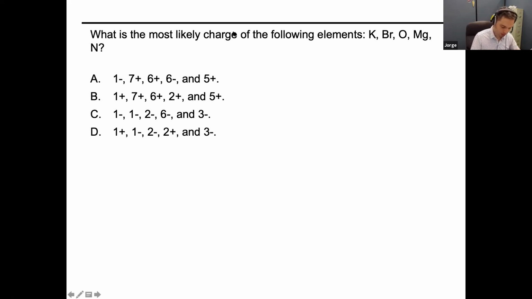Okay, so let's see the most likely charge for the following elements. Potassium, atomic number 19. Bromine, atomic number 35. Oxygen, atomic number 8. Magnesium, 12. And nitrogen, atomic number 7.